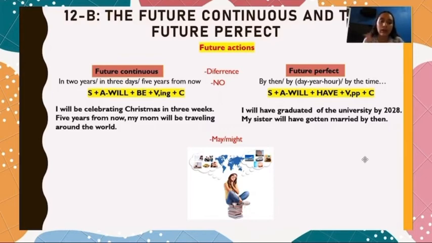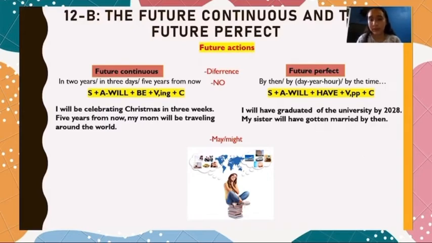continuous with other expressions like in 2 years, in 3 days, 5 years from now. We use future perfect with other expressions like by then, by a day, a year, or an hour, or by the time. That's the difference. And we use future continuous to talk about something that is still happening in the future. And we use future perfect to talk about something that in the future is already done.